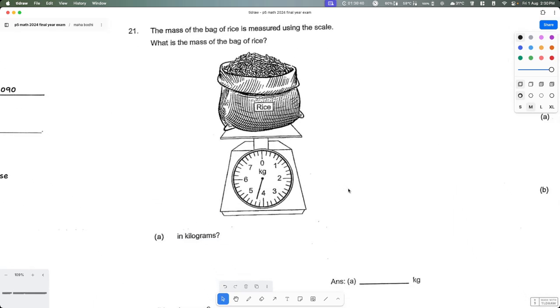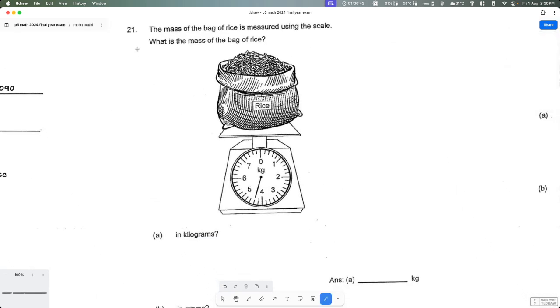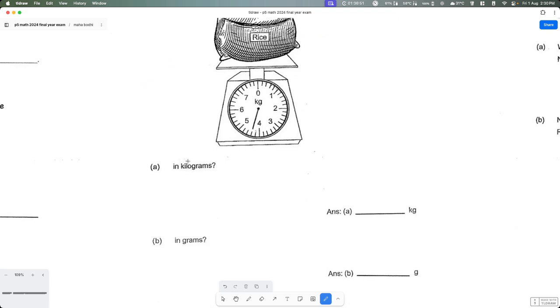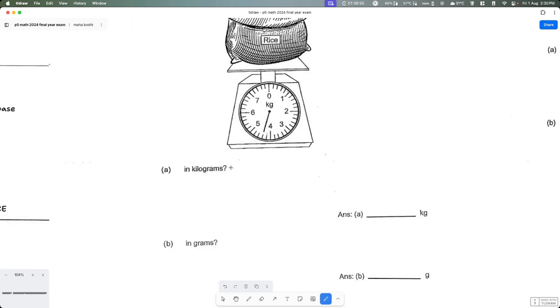Question 21. Okay. So now let's see. What's the mass of the bag of rice that is measured? The mass of the bag of rice is measured using the scale. What's the mass of the bag of rice? Okay, so we have it in kilograms and grams. Okay, so for 21 part A, it is in kilograms.